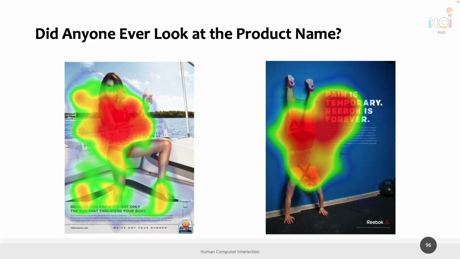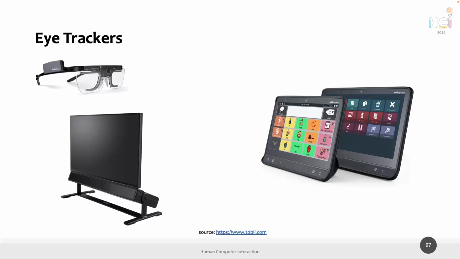Do you know what an eye tracker is? It is a sort of glasses with a camera that can understand where the person is looking on an interface. And these are some examples. These glasses track the movement of your eyes.